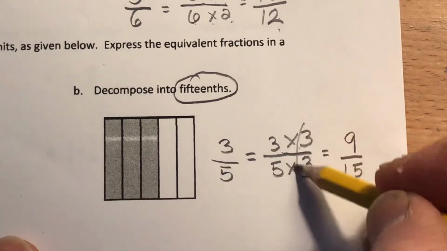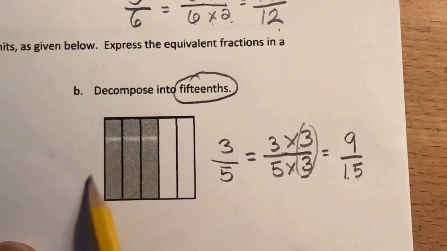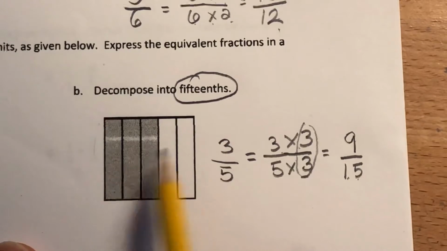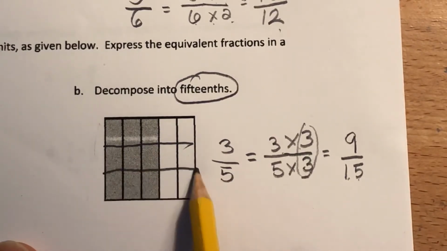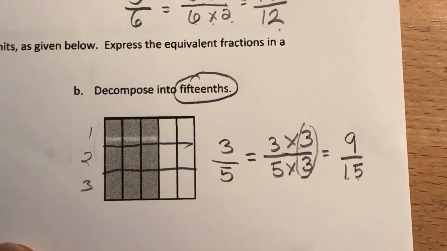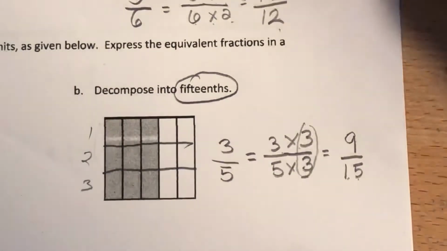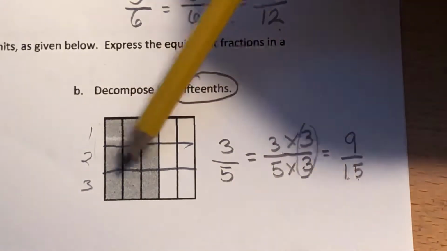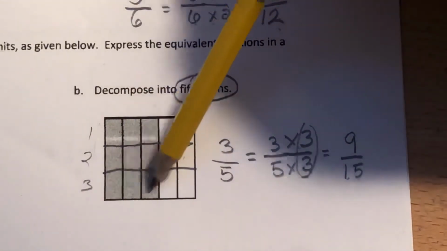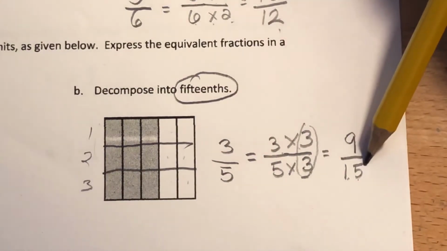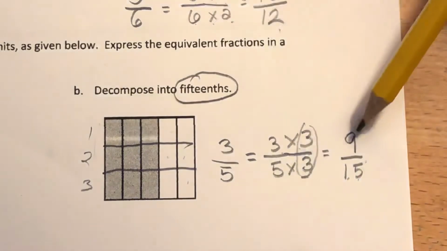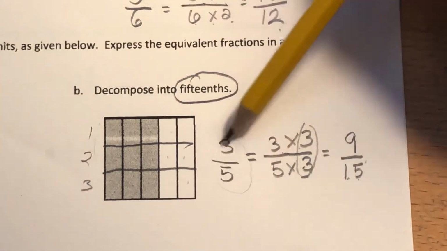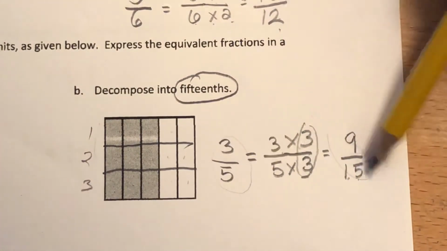So see here, I multiplied by 3. So instead of having one big row, I need to have 3 rows going across. And if you remember, 3 here, I need to have 2 cuts. 1, 2. That gives me three rows, just like that, okay? And if I count, 1, 2, 3, 4, 5, 6, 7, 8, 9, 10, 11, 12, 13, 14, 15. There's my 15ths, much smaller than fifths. But now I've got 9/15 instead of 3/5, which is the same exact amount. 3/5 is equivalent to 9/15.